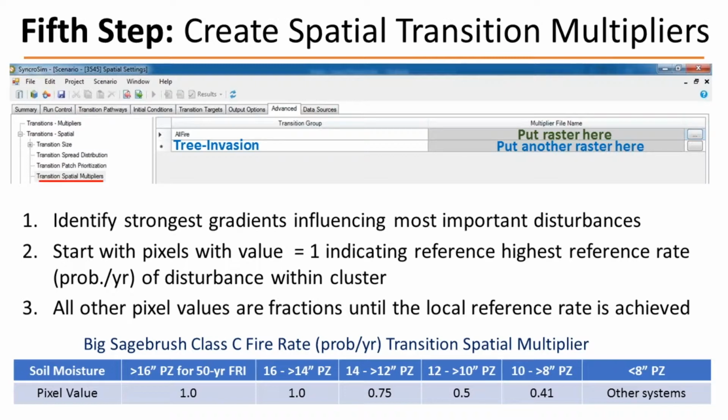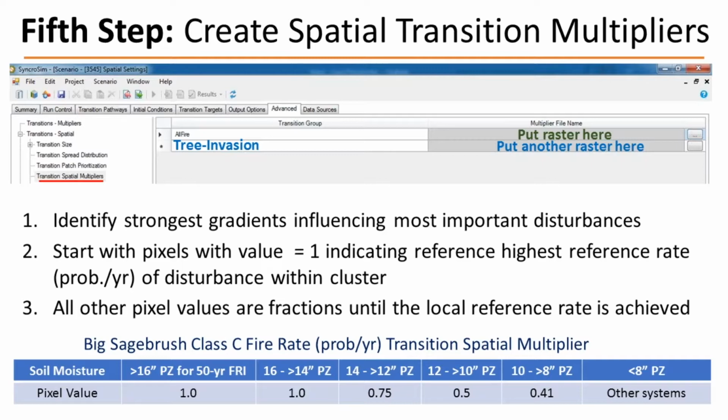So basically, for all fire here, this is the transition spatial multiplier menu in ST-Sim, and you put a raster there. This raster is going to determine where on the landscape fire is suppressed or magnified, or retained as is in the model. You find your highest pixel and everything else is degraded. So at the highest elevation, I have a 50-year fire interval and I respect it. As I go down in precipitation zone and lower elevation, I suppress my fire interval. So a 50-year fire interval is 0.02, and 0.02 multiplied by 0.41 gives you the new probability per year of that fire in the semi-desert Wyoming big sagebrush.